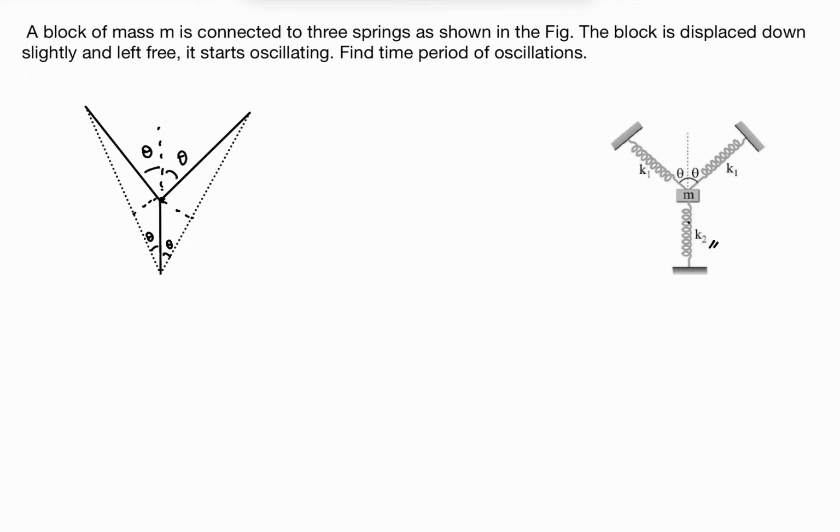The extension of each K1 is, let us take it as y dash, and the extension of the middle one, K2, is y, which is vertical. Now I have to find the net along the vertical. How are y dash and y related? It's clear: y dash is equal to y cos theta, from this right angle triangle. So this is an important point: y dash is y cos theta.